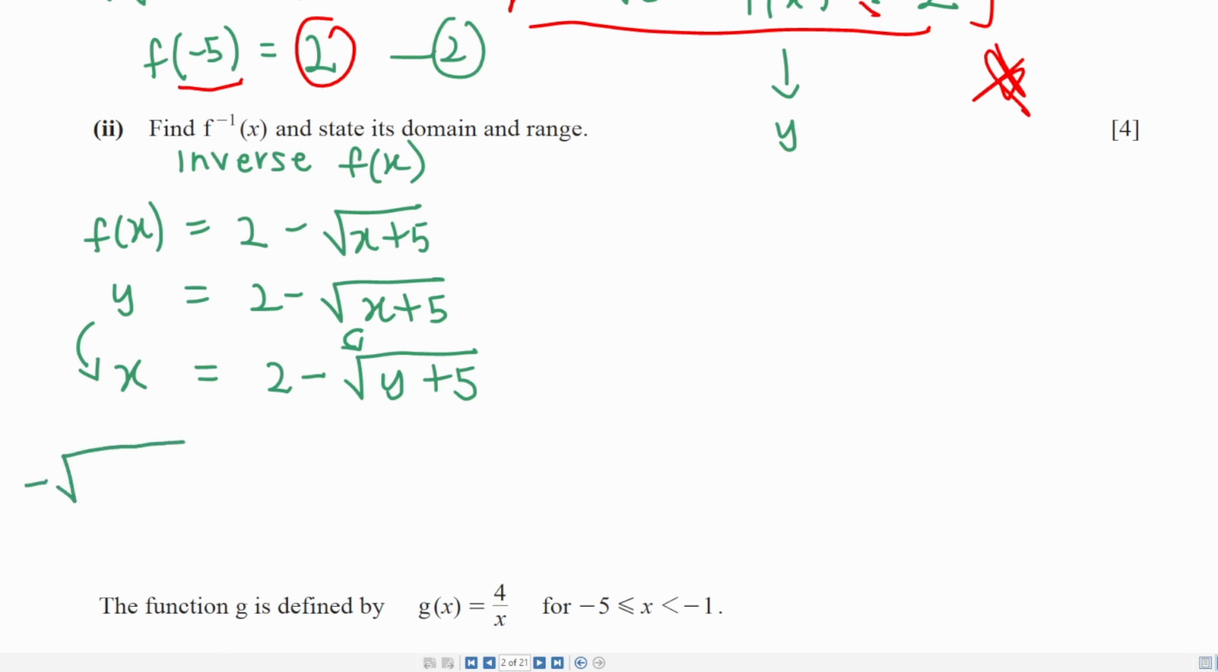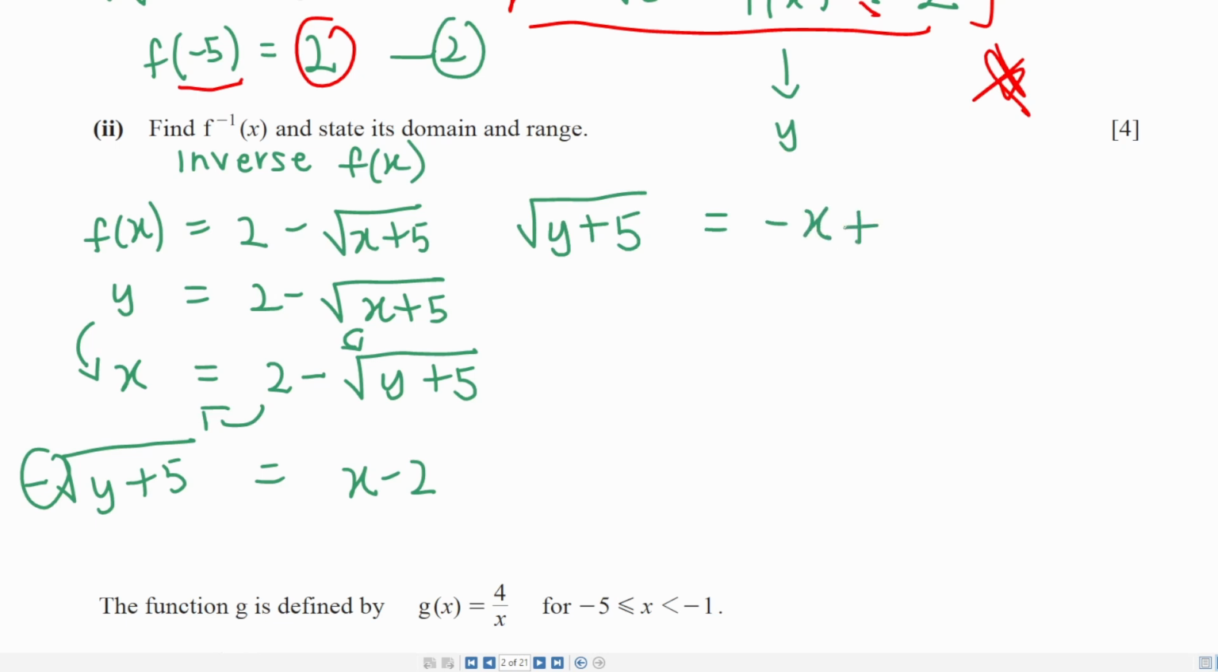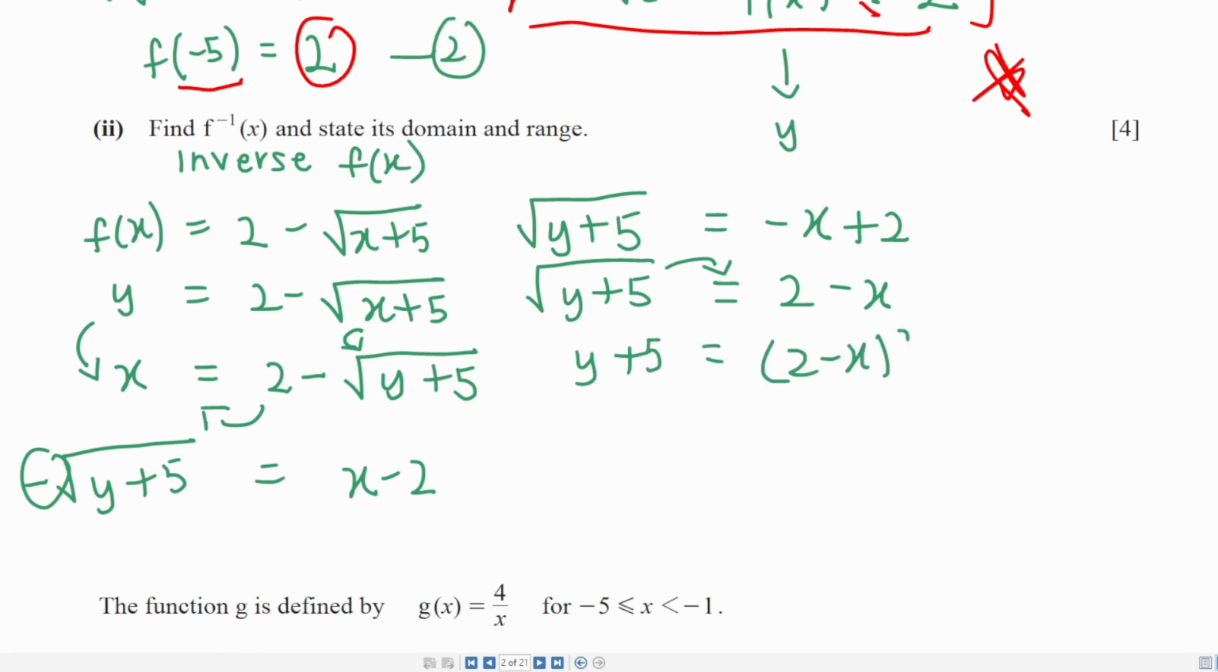So negative square root of y plus 5 is equal to x minus 2. This is just a simple rearrangement. We've just moved the 2 to the other side. And now what we can do, because we don't want to deal with a negative square root at the front here, in our next line, we can turn this positive. We can flip the whole system of equations, make this a positive square root, turn the x negative, and make the 2 into a positive 2. You can rewrite this as 2 minus x. Now when you move the square root to the other side, it's just a square. So y plus 5 is equal to (2 minus x) squared. And finally, you move the 5 over to end up with (2 minus x) squared minus 5.